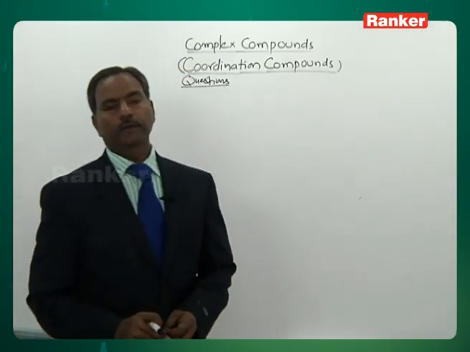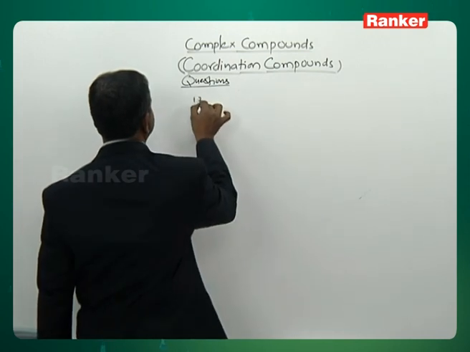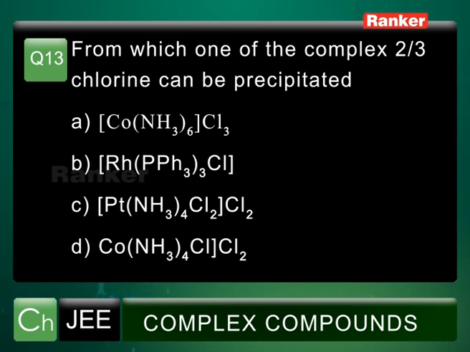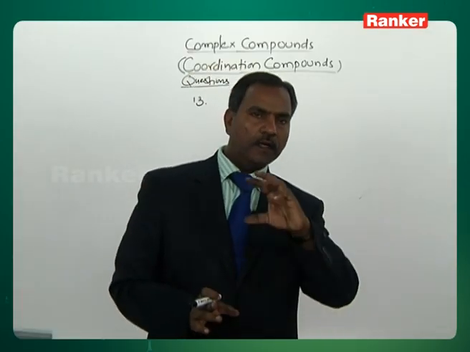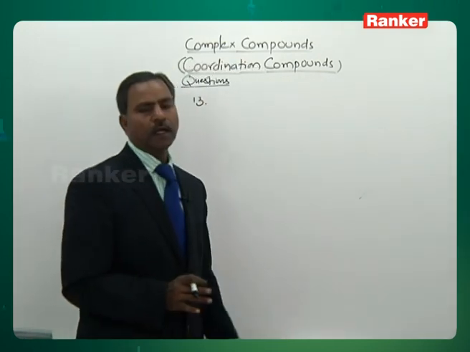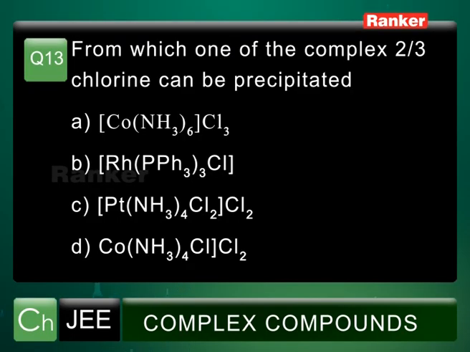Coming to question number 13. From which one of the complexes can 2/3 of the chlorides be precipitated? 2/3 chlorides. See, in total there should be 3 chlorides. Out of those 3, 2 are precipitated. Then check the complex. A is Co hexamine Cl3. So all 3 chlorides are outside the complex. You are clearly observing, so that is giving rise to what? 3 chlorides precipitate.